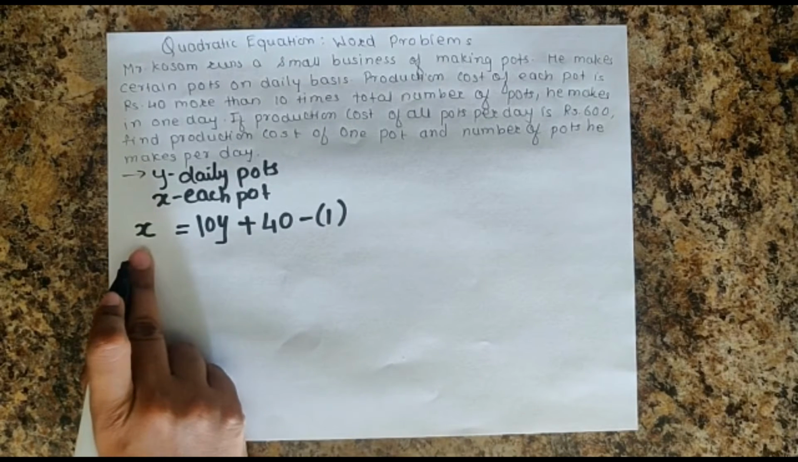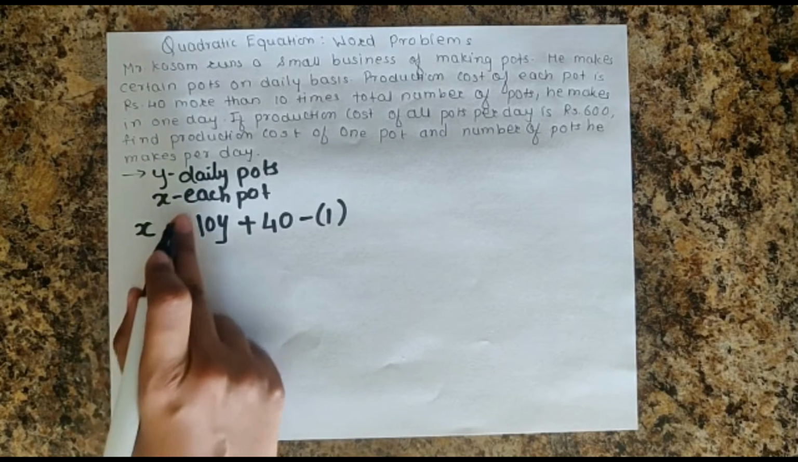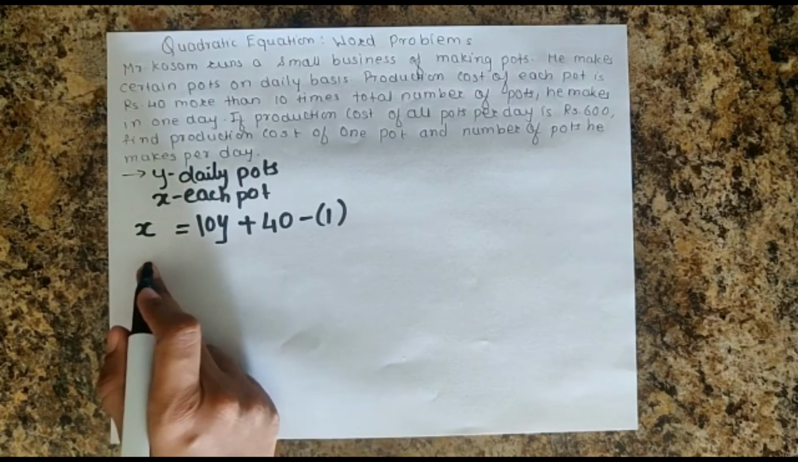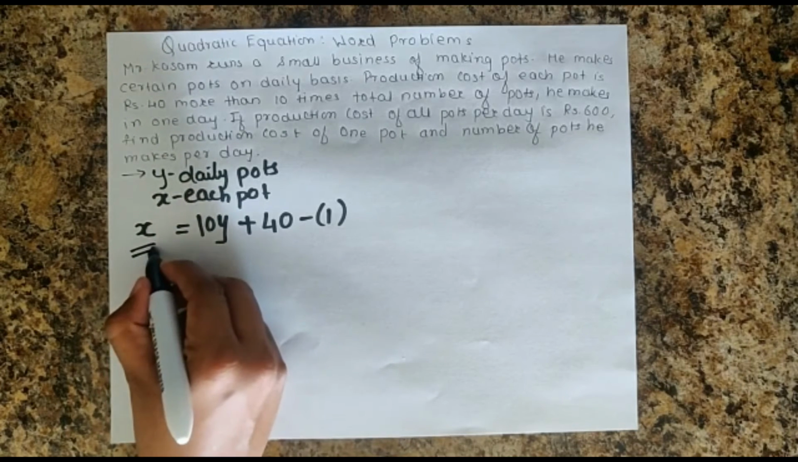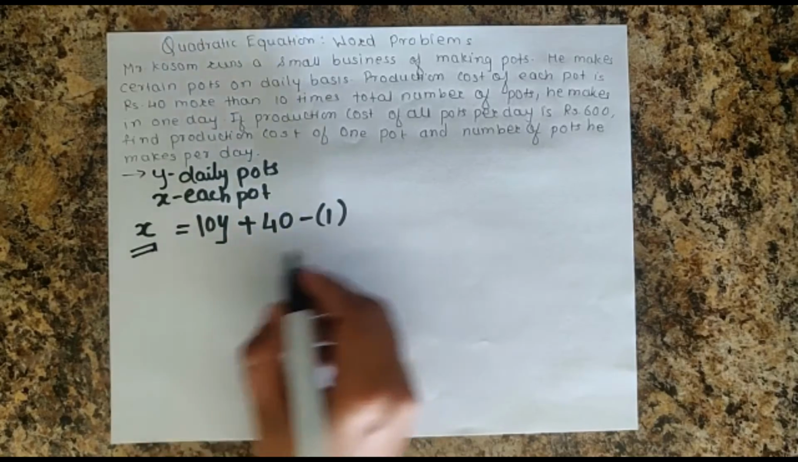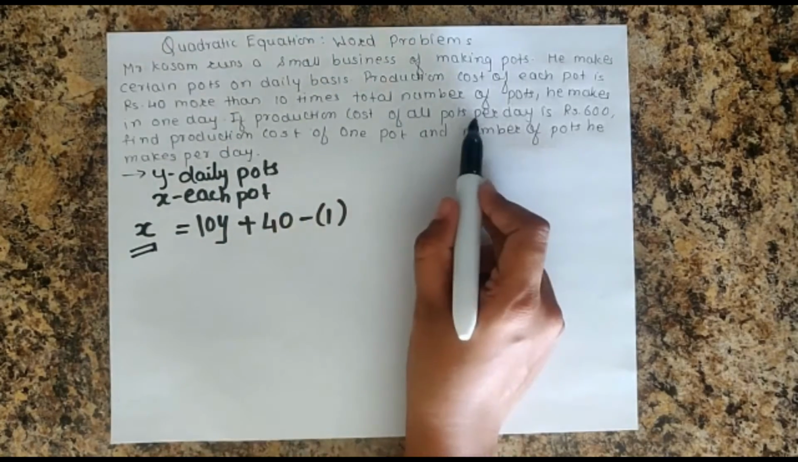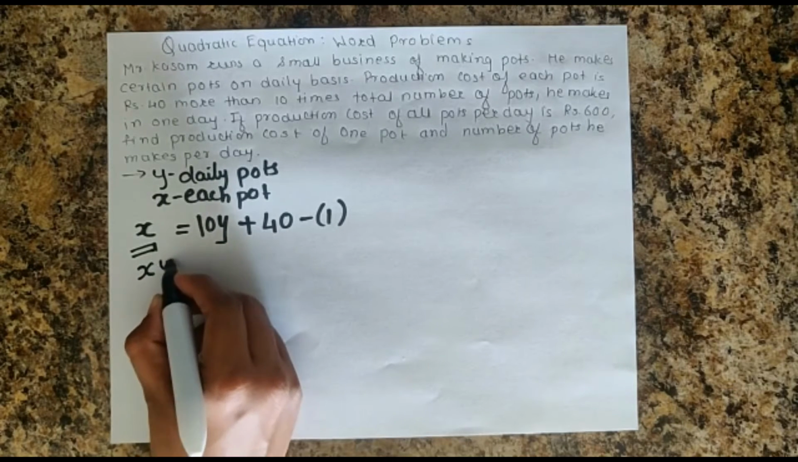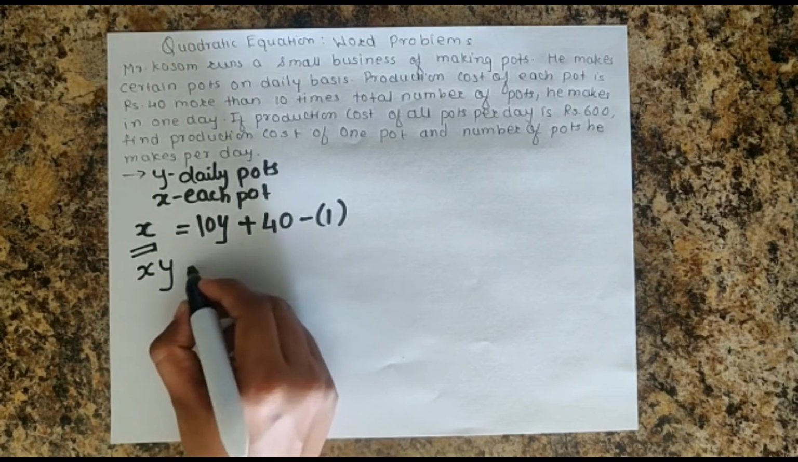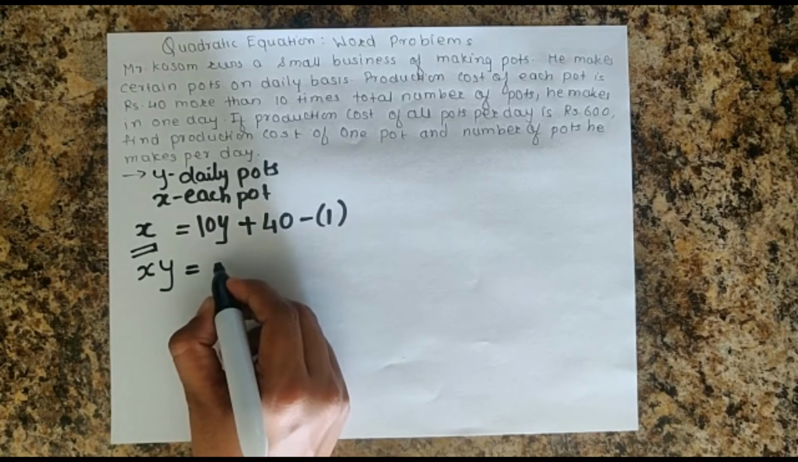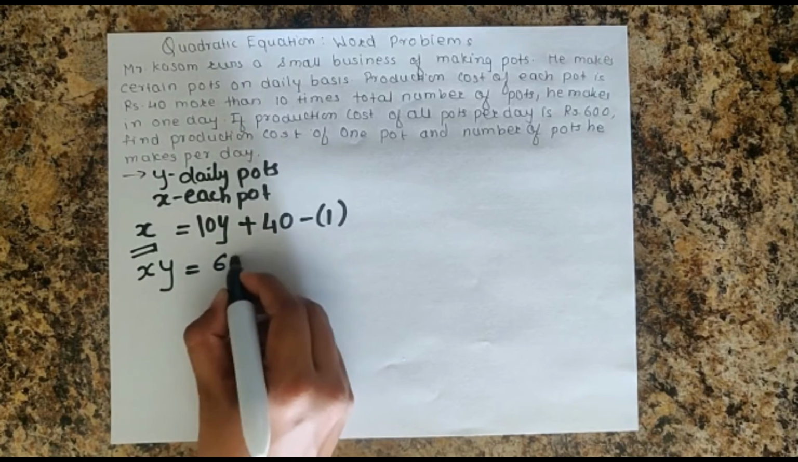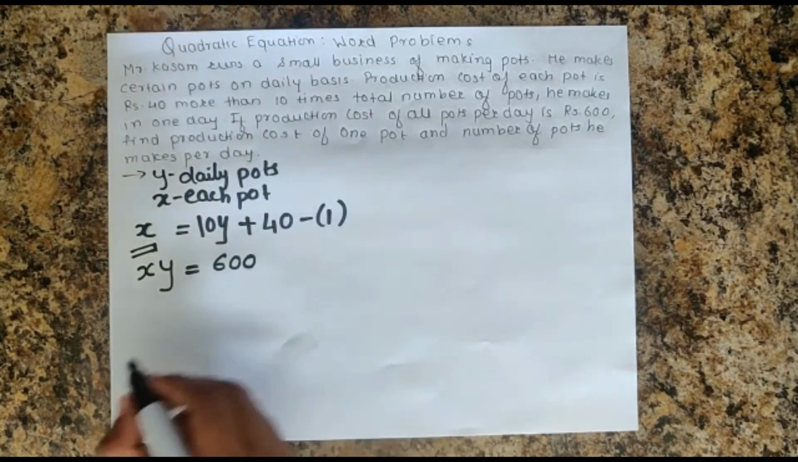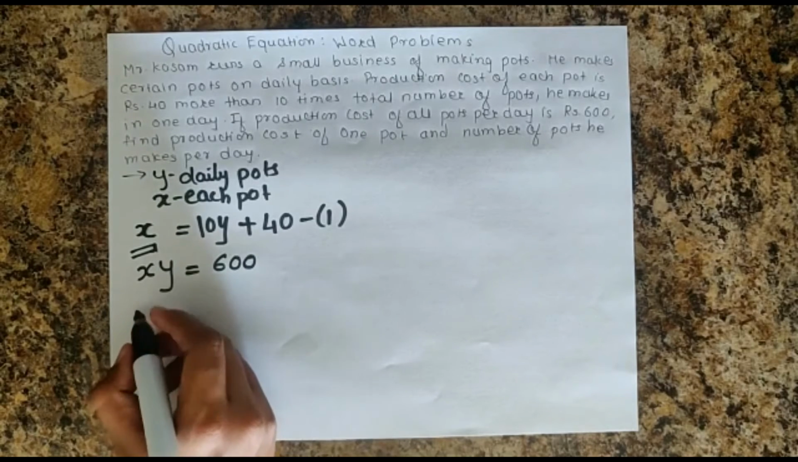So, cost of one pot is x. Now, cost of y pots will be x into y, because this is the cost of one pot. So, if the production cost of all pots per day, the total cost will be x multiplied by y, which is equal to 600.